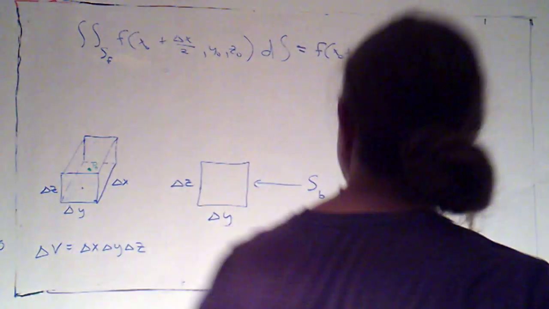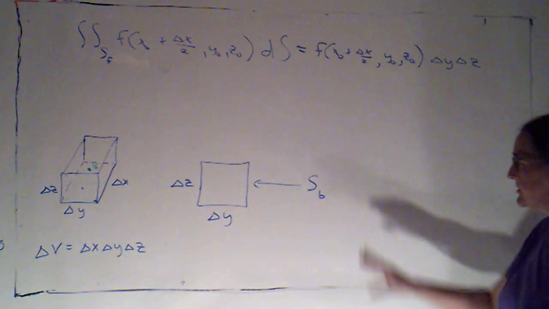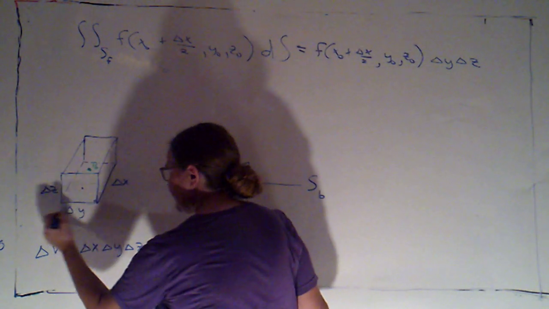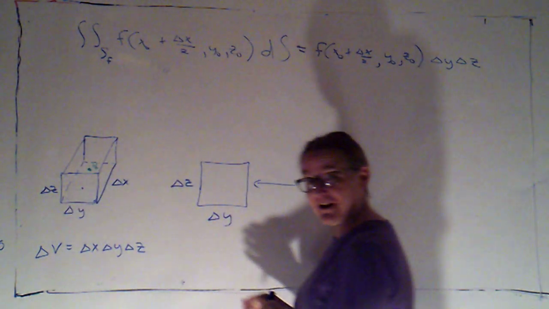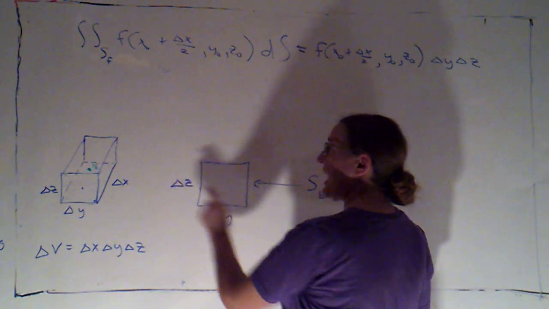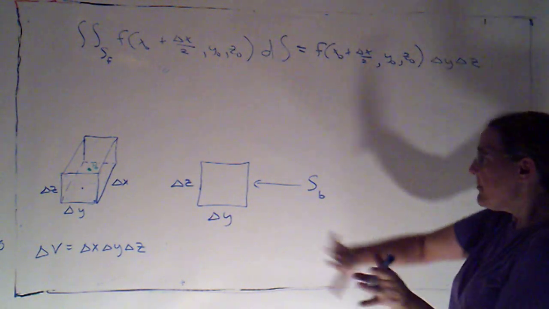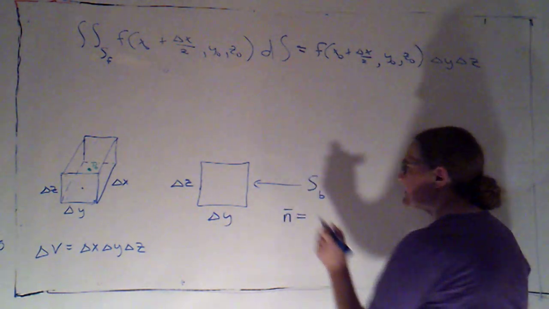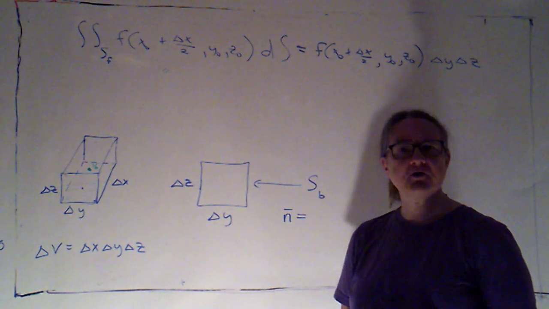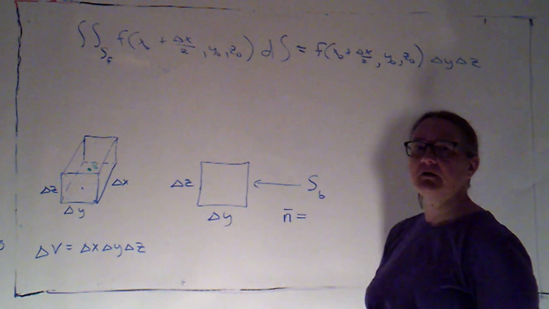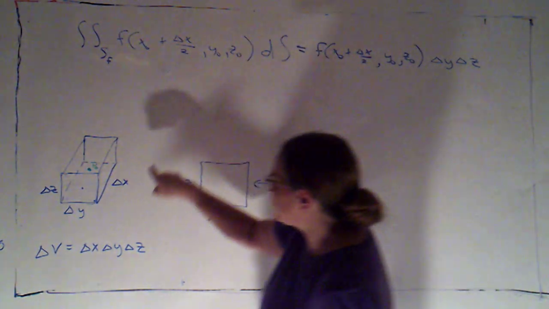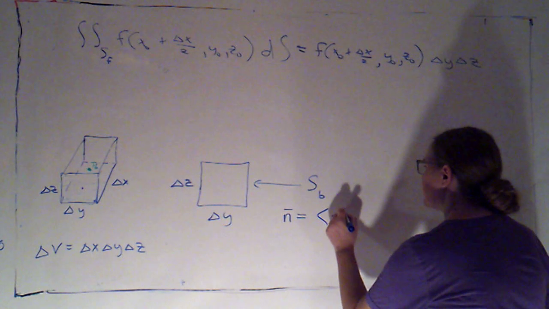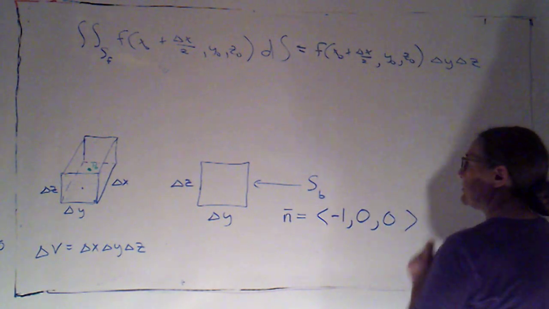So I want to calculate the flux across the back surface here. I've drawn in that back surface. It's going to be a rectangle of exactly the same size as the front surface, so its dimensions are delta y and delta z, but it's in the very back. If I want the normal vector to be pointing away from the enclosed volume, my normal vector has to be pointing straight back. So now my normal vector is going to be negative 1, 0, 0.